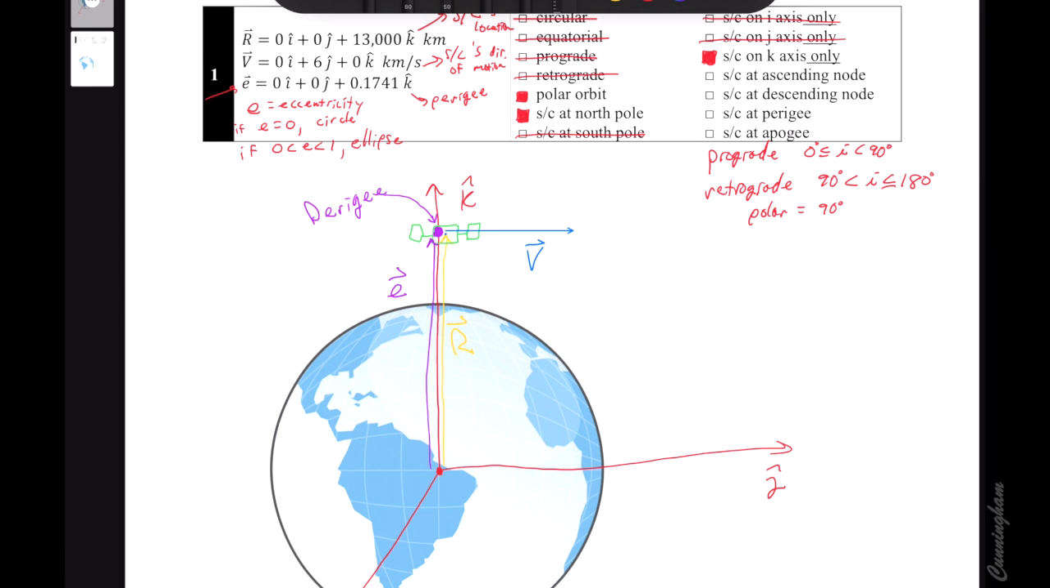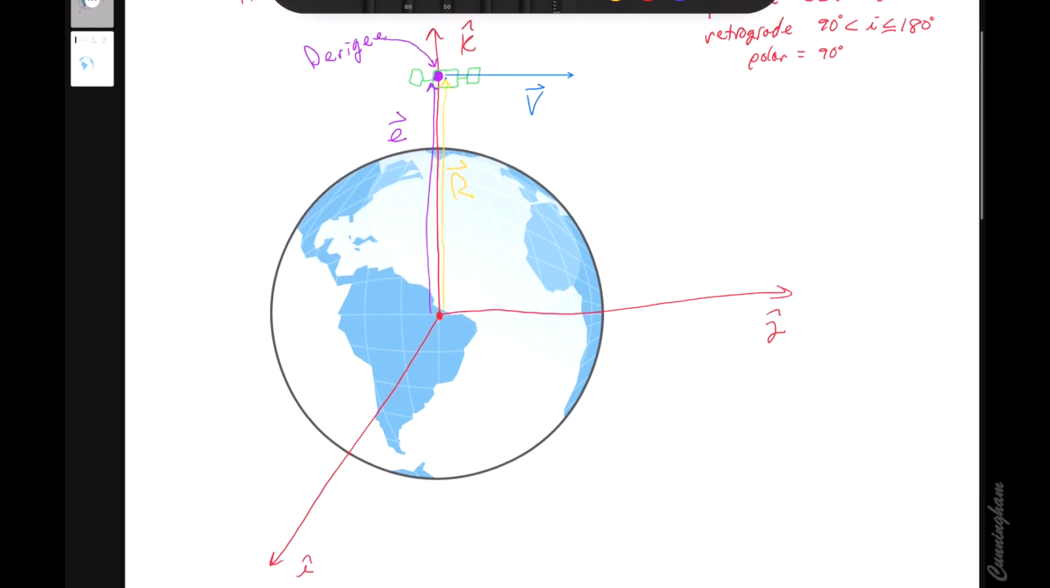Okay, nodes. Let's look at if we're at the ascending node or descending node. Let's see if we can rule that out. Now, imagine, if you will, the equatorial plane. See how good of a picture I can do here.